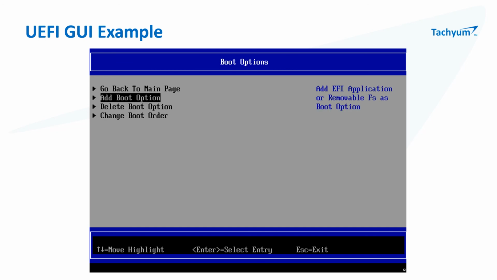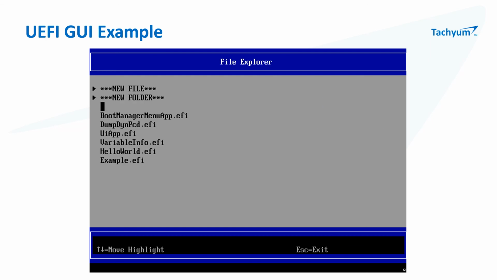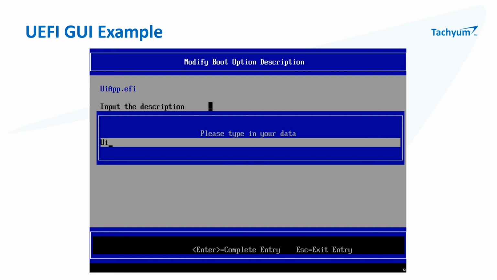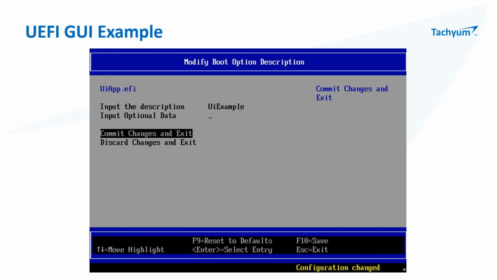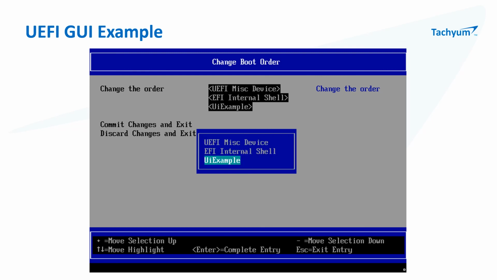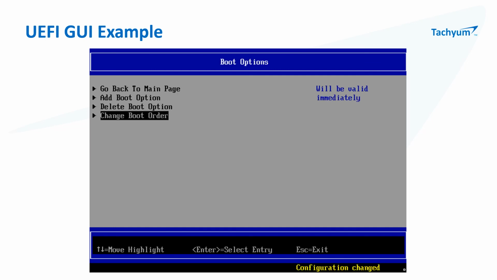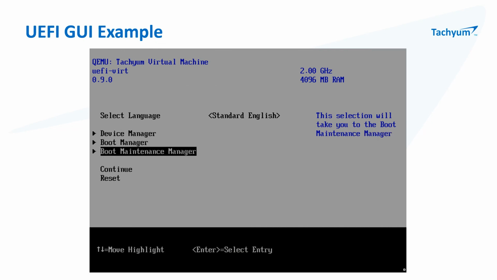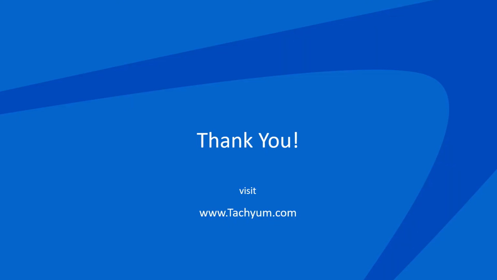Here, I will show you how easy it is to add a new boot option. And how to change the boot order. The newly created boot option is then visible in boot menu. To return to the UEFI shell, just select continue and press enter. As you could see here, the UEFI image for Prodigy CPU emulator is almost done. Thank you for your attention.